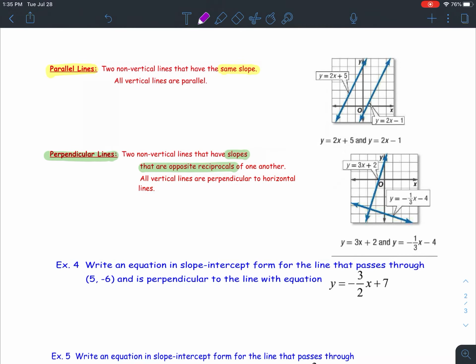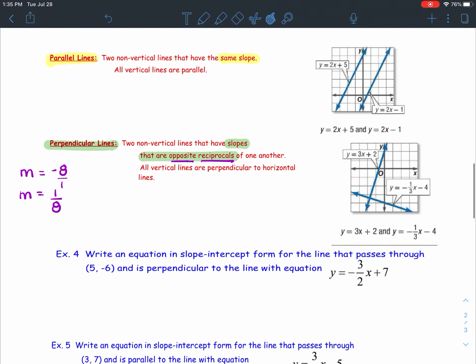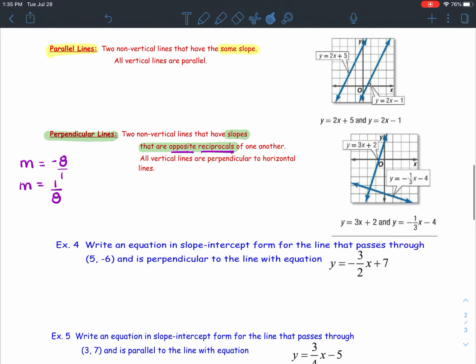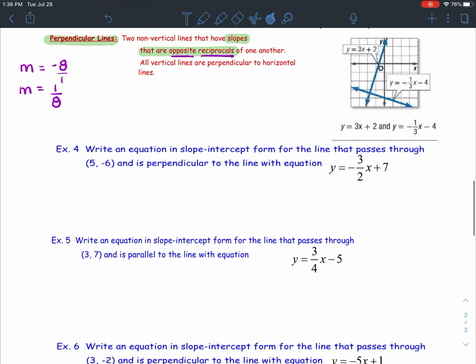Okay, so for example, if I tell you the slope of one line is -8, then the slope of a line that would be perpendicular to that would have to be the reciprocal, but also the sign would have to change. It has to be the opposite and the reciprocal, so then it would have to be positive 1/8. Okay, so we're going to work through these three problems here quickly, keeping in mind parallel lines have the same slope, perpendicular lines have slopes that are opposite reciprocals.